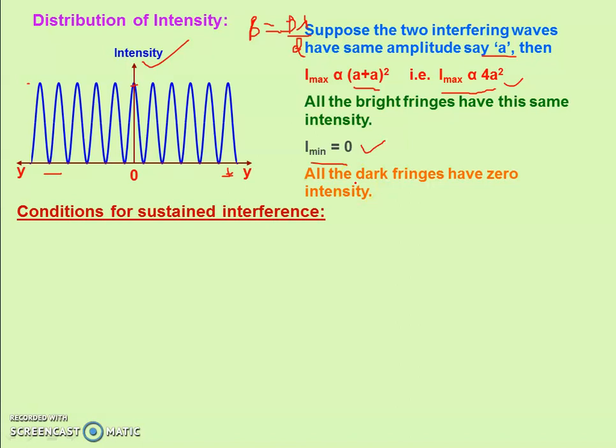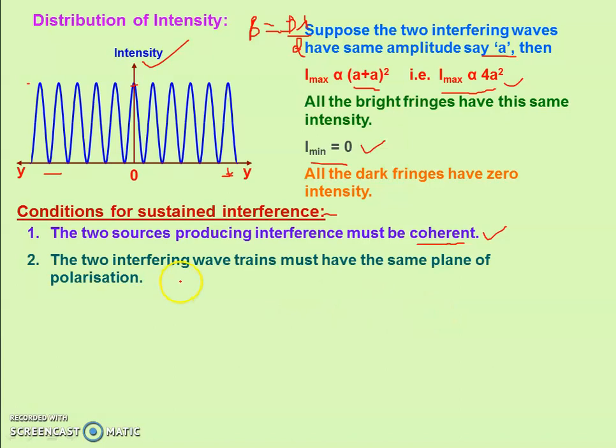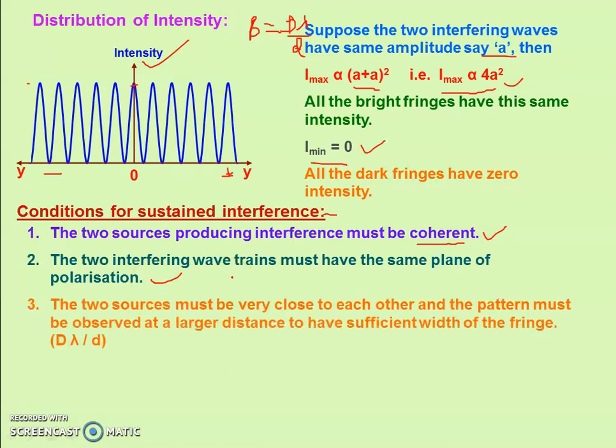Conditions of sustained interference means the conditions in which a regular interference pattern appears. Number 1: two sources producing interference must be coherent. Number 2: the two sources should have the same plane of polarization, meaning both sources have the same plane to travel.